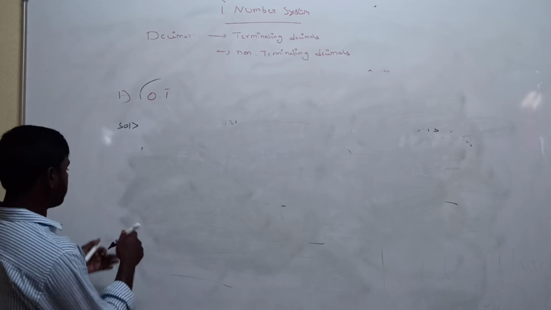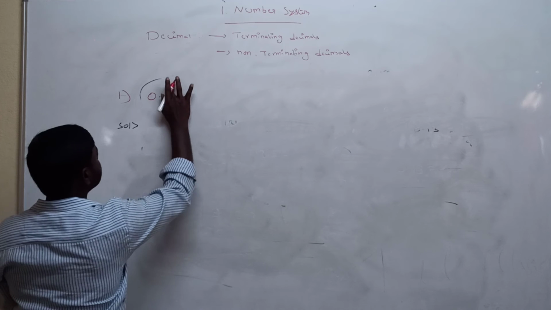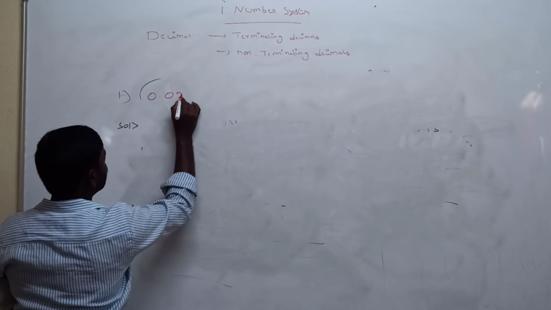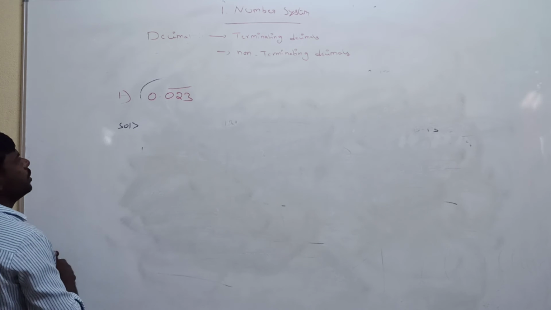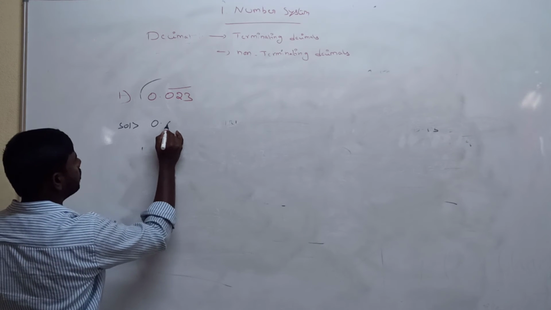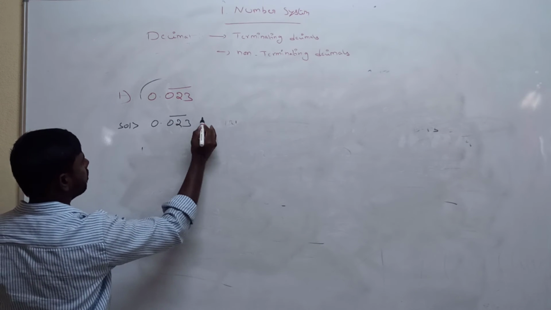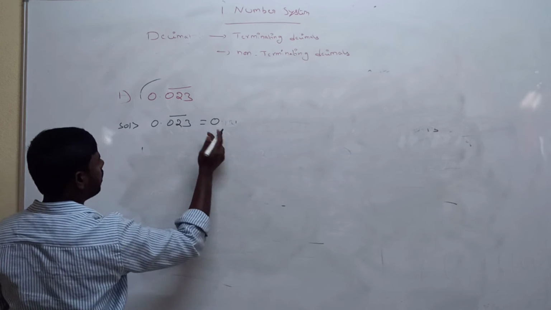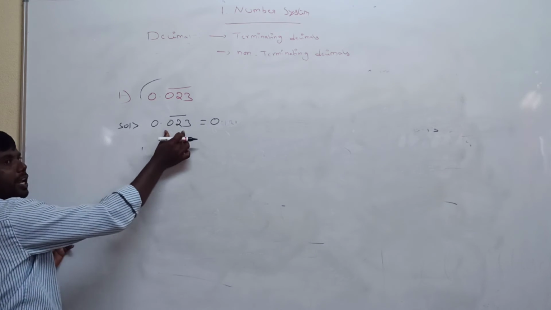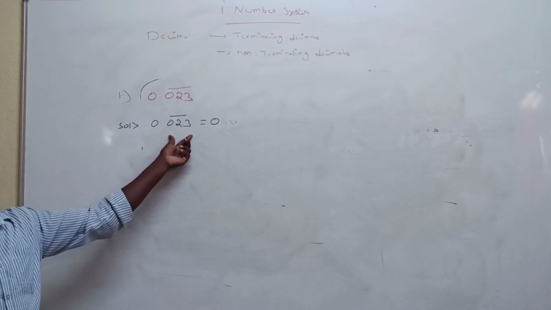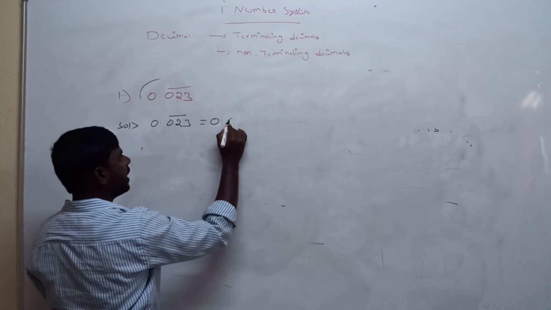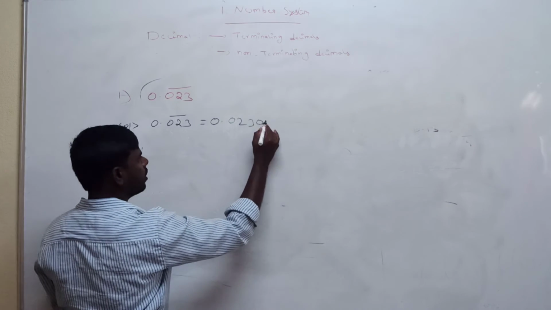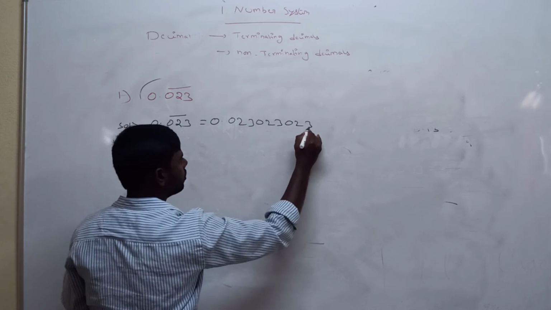So the next question, the third question, is 0.023 bar. So now, 0.023 bar is equal to 0. The bar lies on the three numbers, which means these three numbers are repeated many times. You can write 023 repeated many times: 023, 023, 023, and so on.